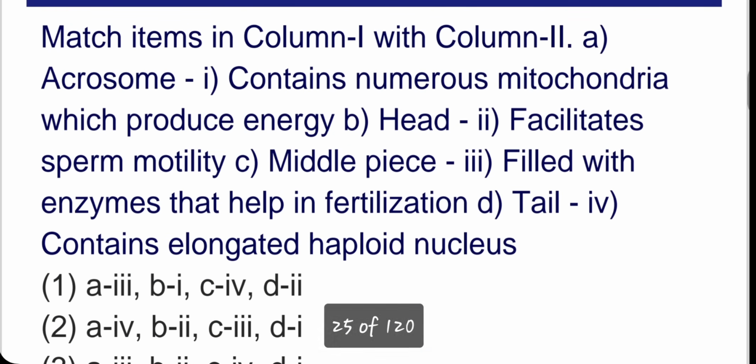The next one is match the items of column 1 with column 2. Here column 1 has A acrosome, B head, C middle piece, D tail. Here we have to match them with their functions. Acrosome 1, 2, 3, 4, you just look into that.